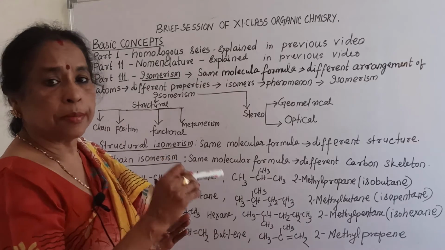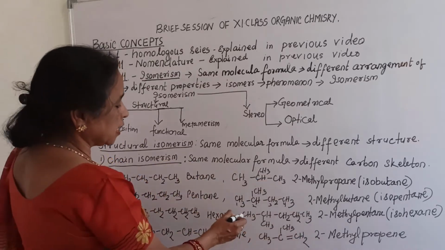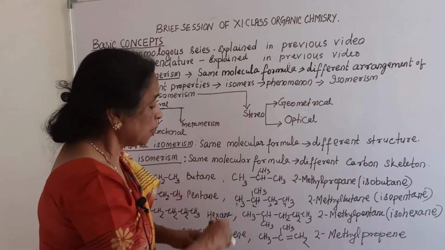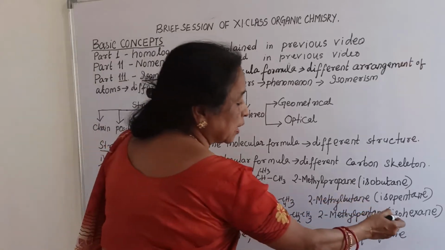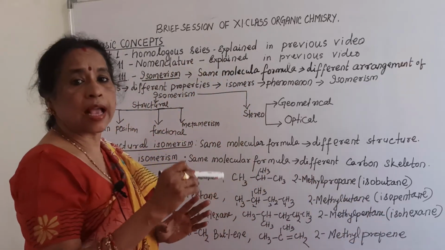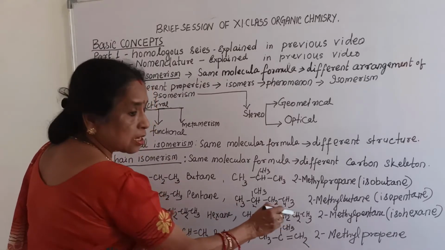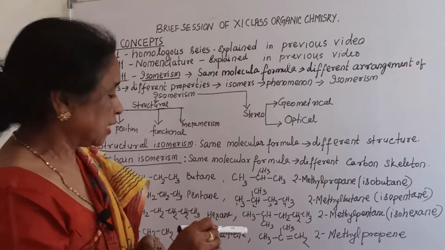So 2-methyl and pentane. Why is it pentane? Because there are 5 carbon atoms in the long chain. In position 2 there is a methyl group, so it is known as 2-methyl pentane. And what is the common name? Isohexane, because this is the iso condition, and the total number of carbon atoms is 6. So it is known as isohexane.